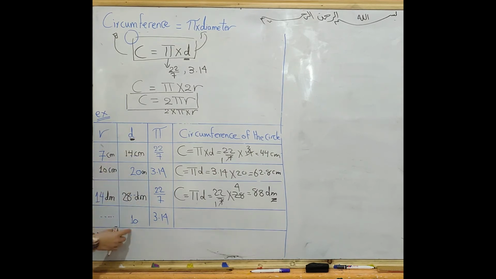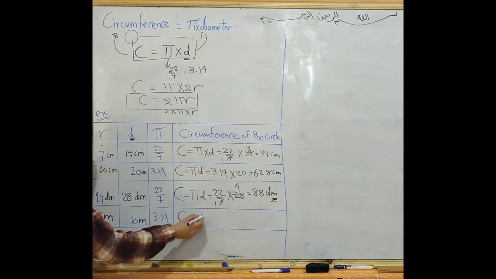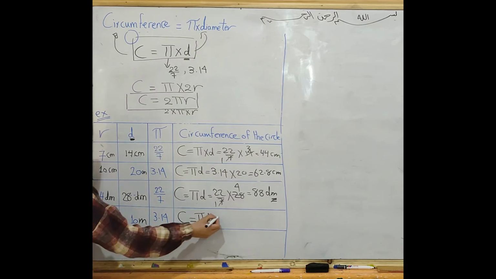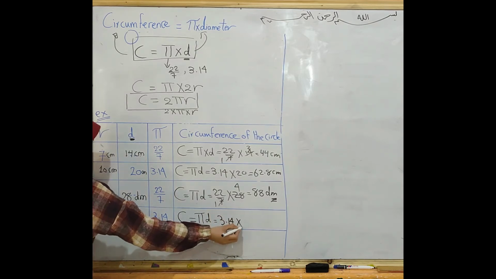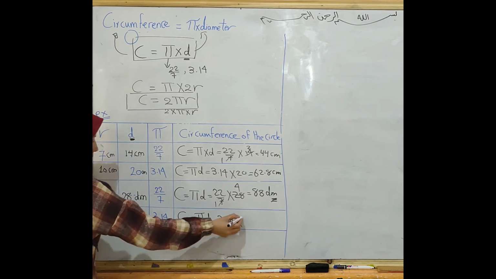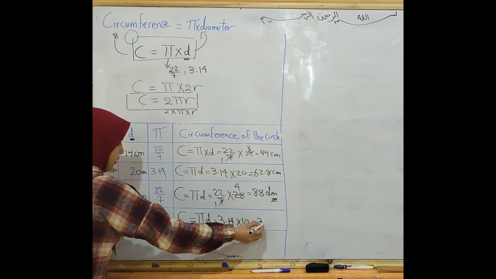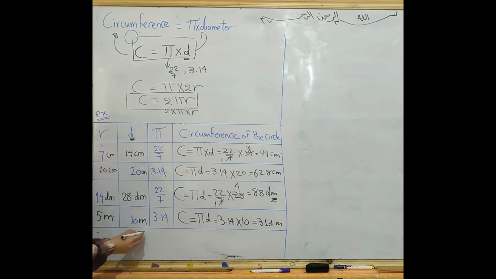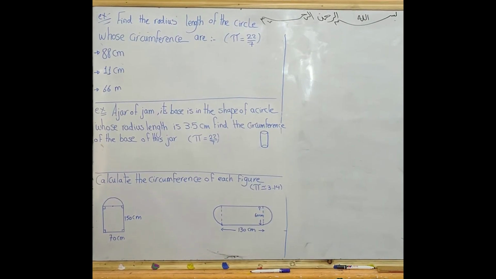If the diameter is 10 meters, the radius will be 5 meters. To find the circumference, pi is 3.14. Circumference equals pi times d, which is 3.14 times 10 meters, equal to 31.4 meters. In the last equation, we found the circumference of a circle.